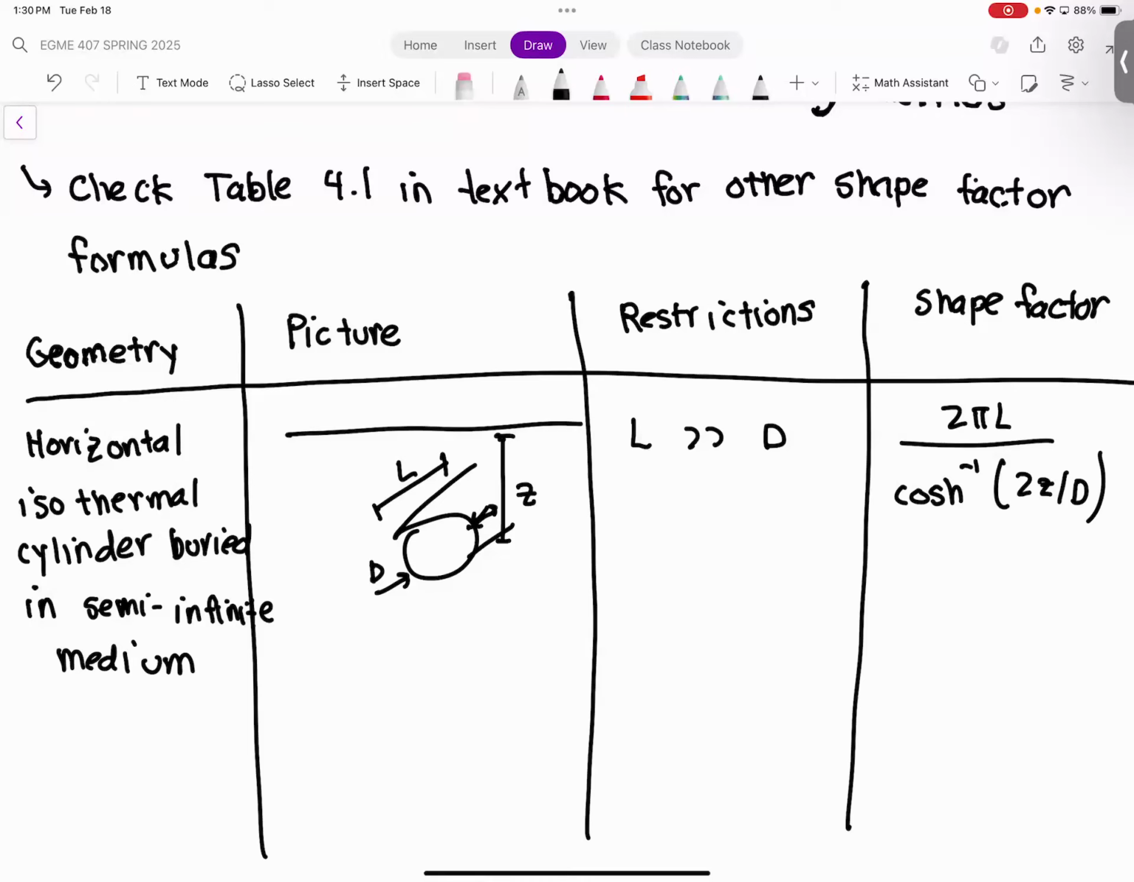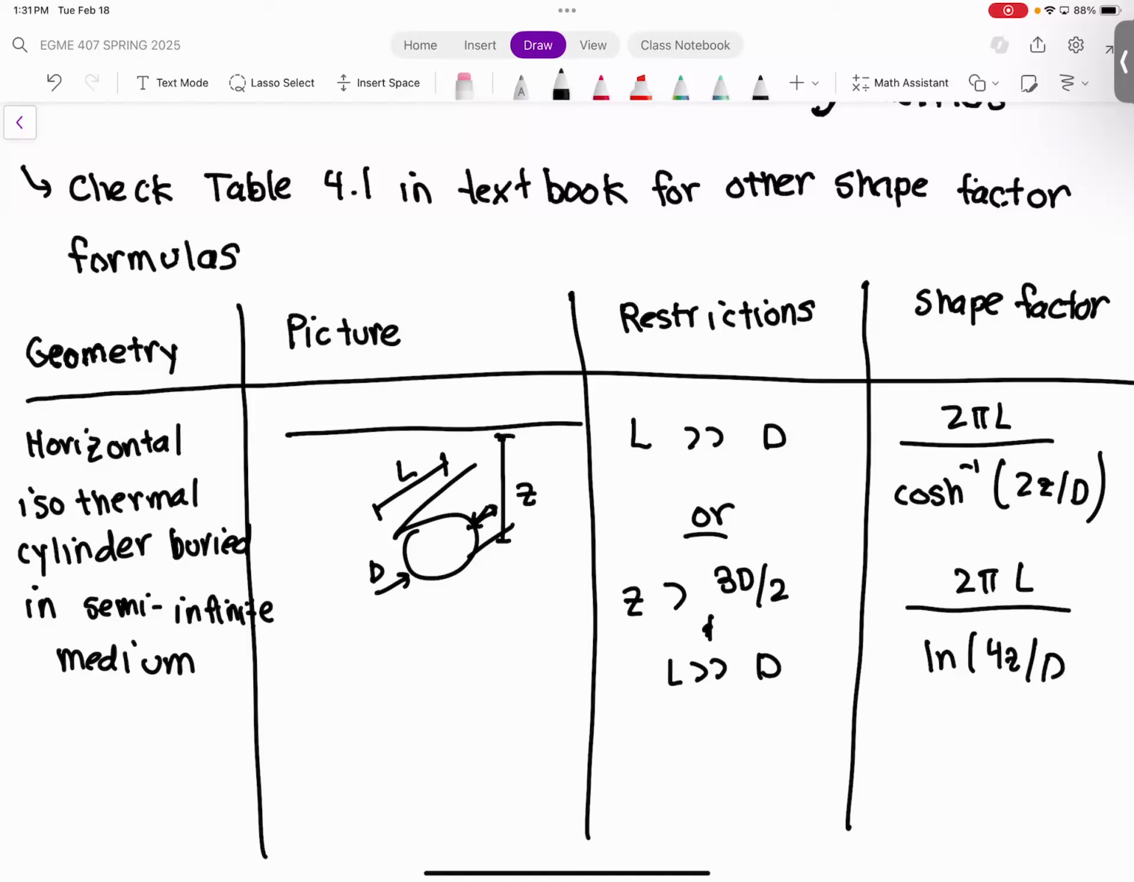Or, okay, the other situation is if z is greater than 3D over 2. Okay, and this one also has the restriction of L being much greater than D as well. Okay, so if you're in a situation where it's basically buried much deeper underground, so that the buried depth is greater than 3/2 D, then the formula for the shape factor changes to 2 pi L divided by natural logarithm of 4z over D. Okay.